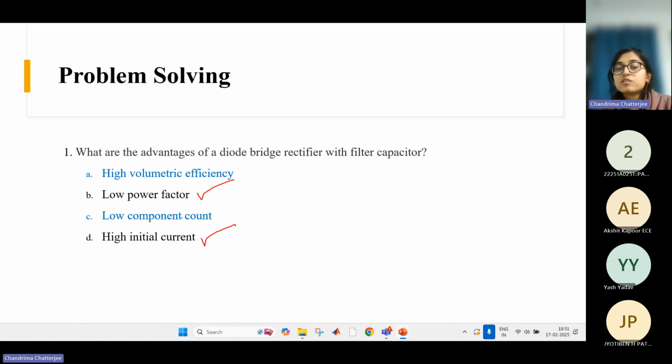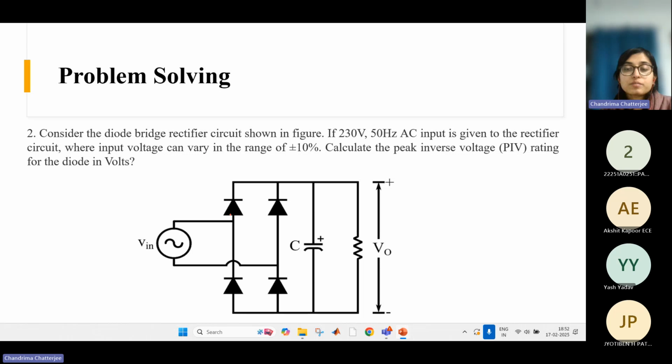And low component count means it needs very minimal components, only four diodes and a capacitor maybe. That is very few. So low component count means it will not be very expensive. The lower the component count, the lower the cost of the circuit. So these are the two advantages of a diode bridge rectifier. Now let's go to the next question.